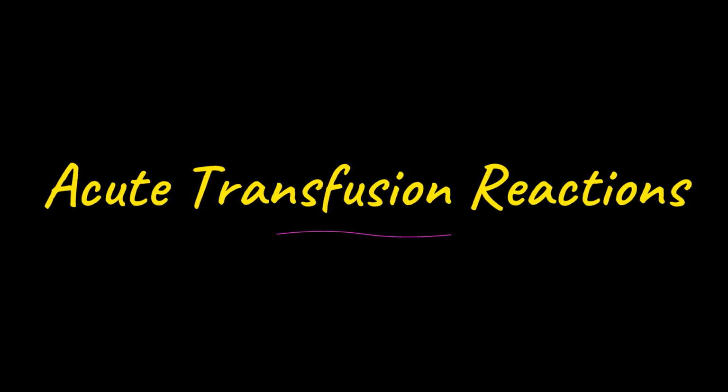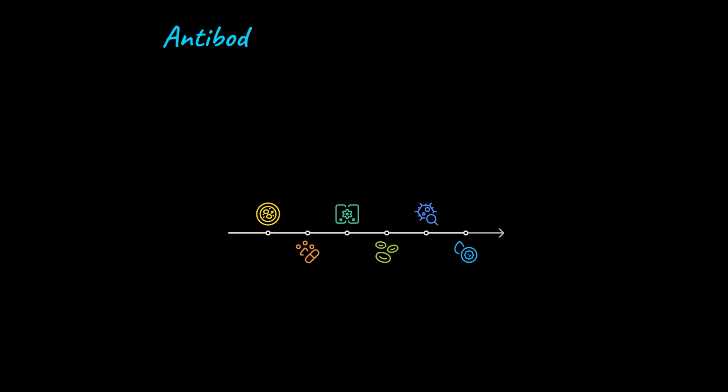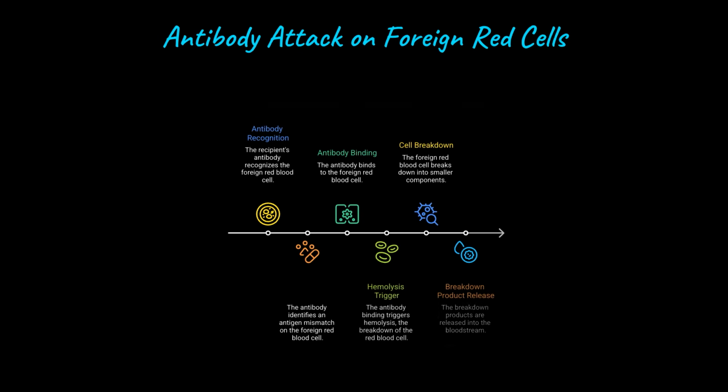When incompatible blood enters the body, the immune system launches an immediate and potentially life-threatening attack on the transfused red cells. Understanding why this happens and what to do is essential for anyone caring for a patient receiving blood. When mismatched red cells enter the bloodstream, the recipient's antibodies immediately recognize foreign antigens on their surface and destroy them. This releases harmful breakdown products that flood the kidneys and circulation, which is why even a small volume of wrong blood can trigger a violent reaction.